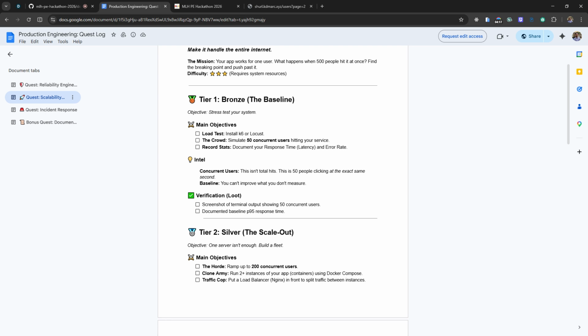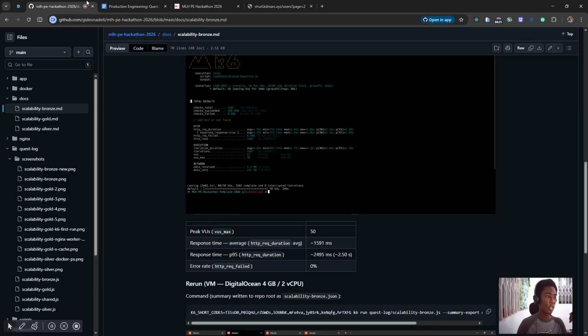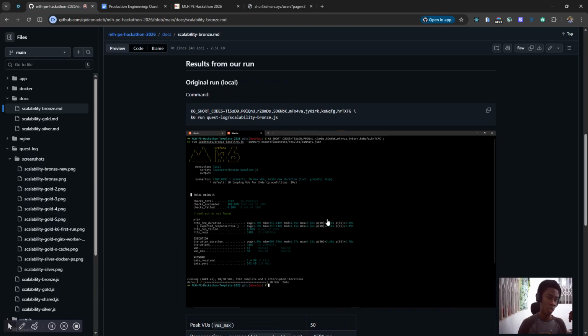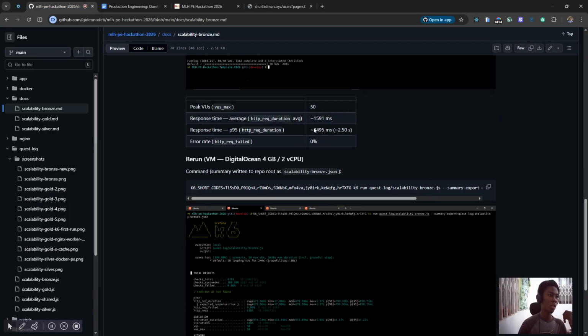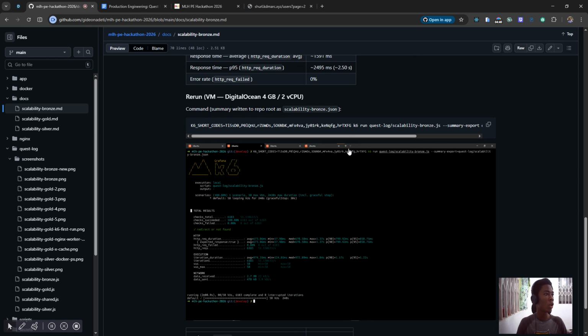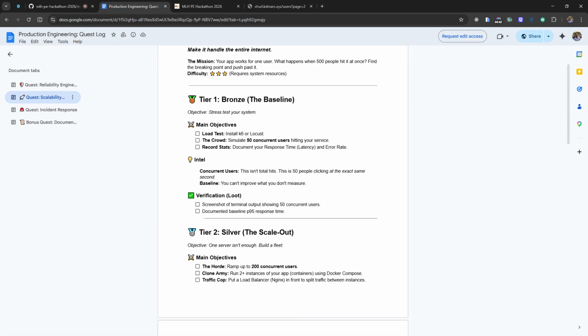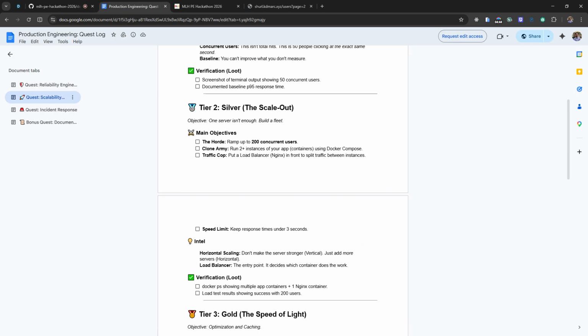I took a screenshot of the terminal output showing 50 concurrent users, which is this one, and I also documented the baseline P95, which is also this one. This is the average, and this is the actual P95, 2.5 seconds. All right, so I moved on to the silver tier.